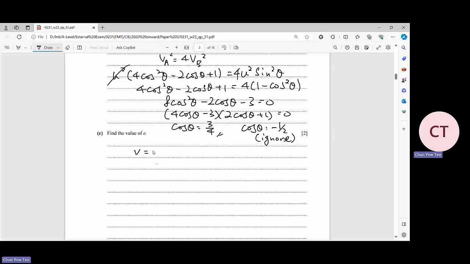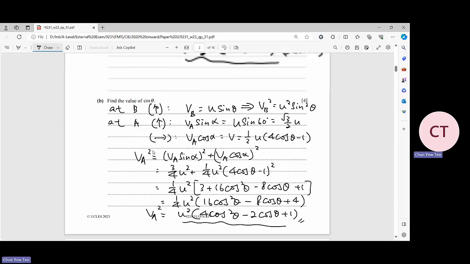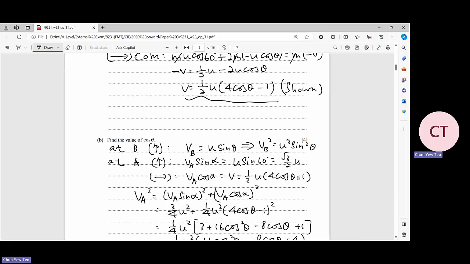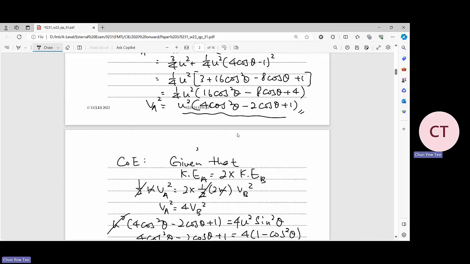So the V, where's the V? The V is actually this. This is the V. So V is equal to the half U.